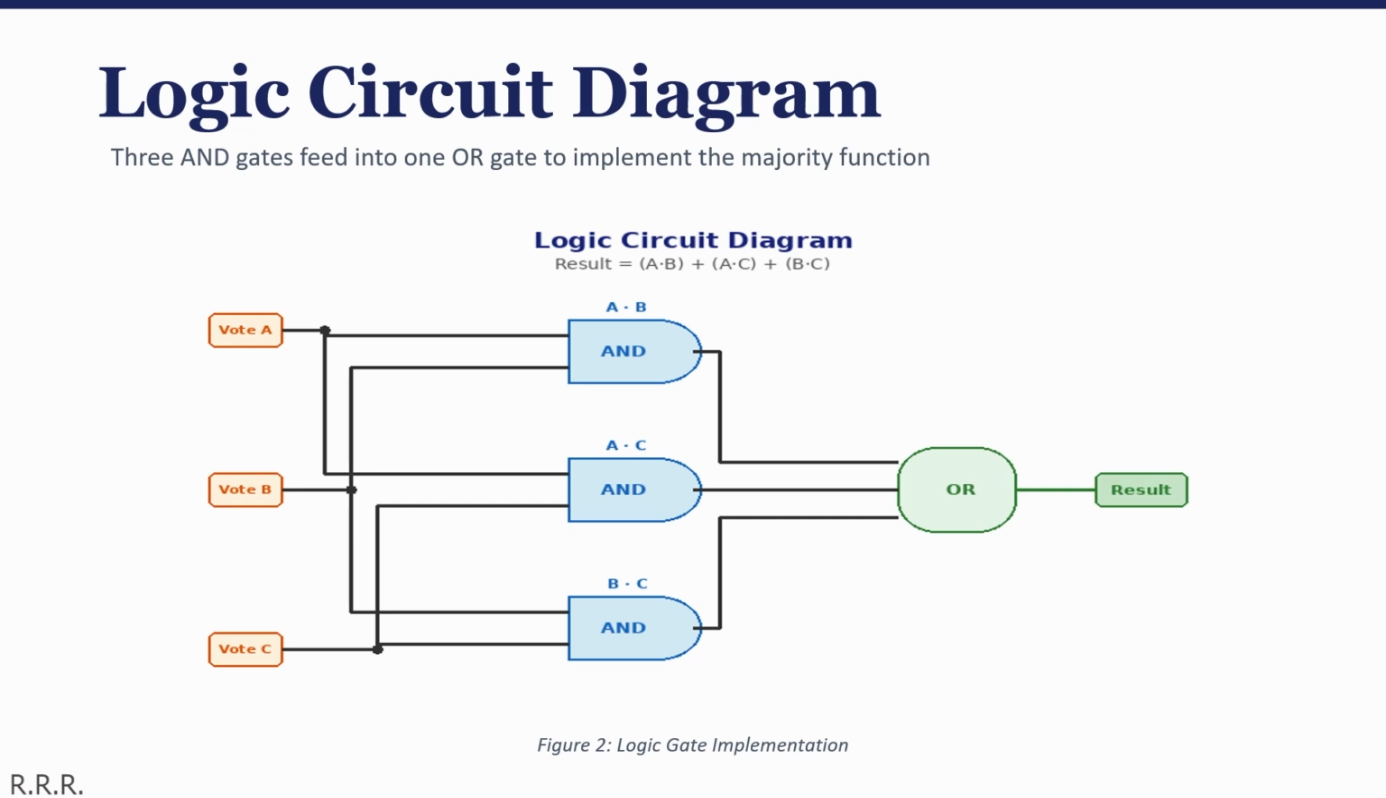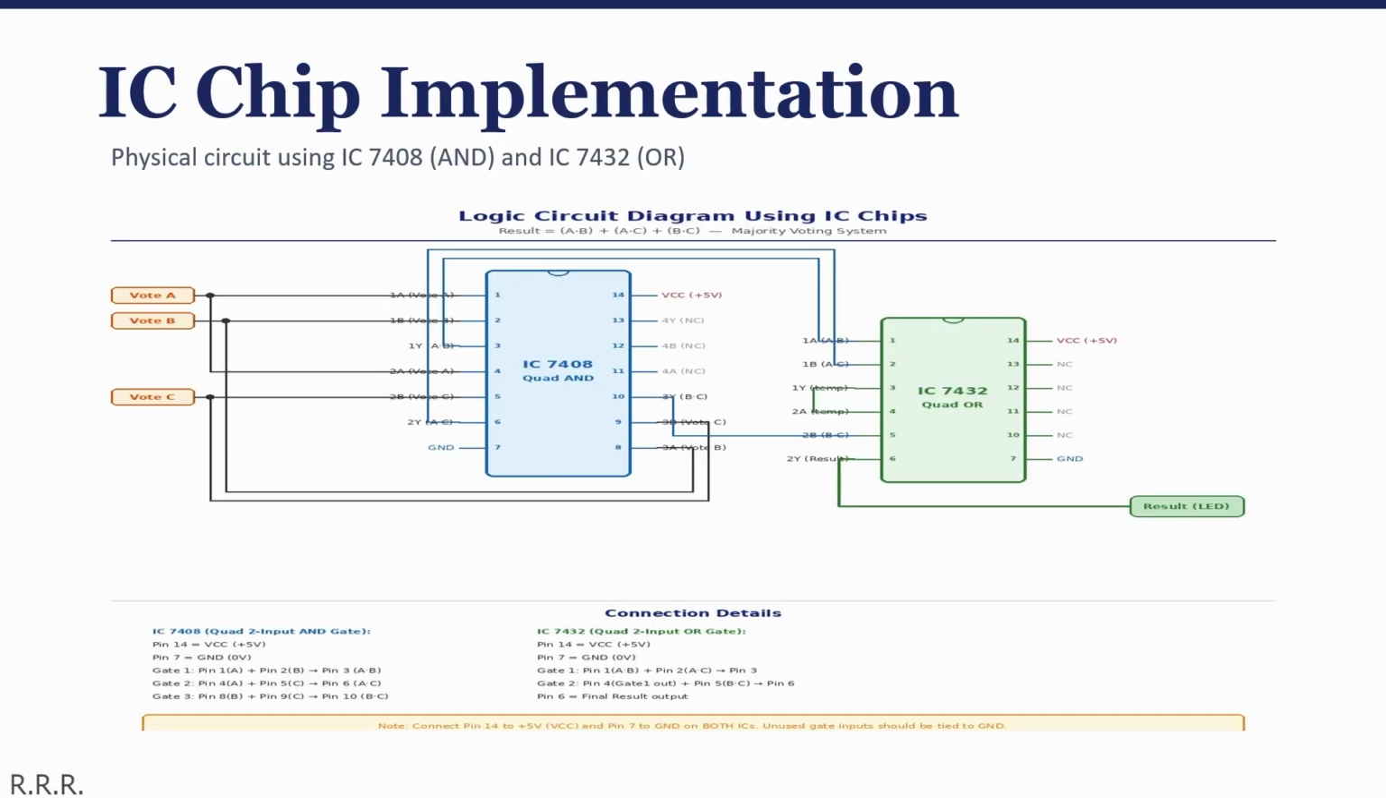If any one of the 3 AND gates outputs a 1, the OR gate will output 1, meaning the election result is yes. This is the complete gate-level circuit. It uses exactly 3 AND gates and 1 OR gate, a total of just 4 gates, to implement the entire majority voting function. Now let's look at how this circuit would be built using actual integrated circuit chips.